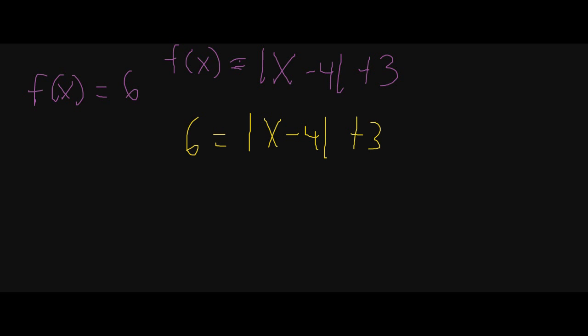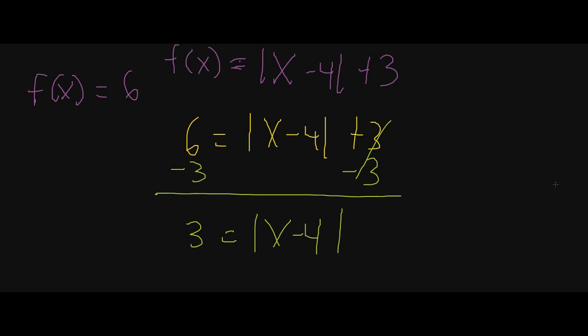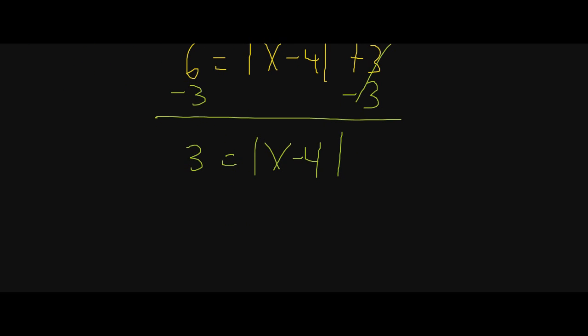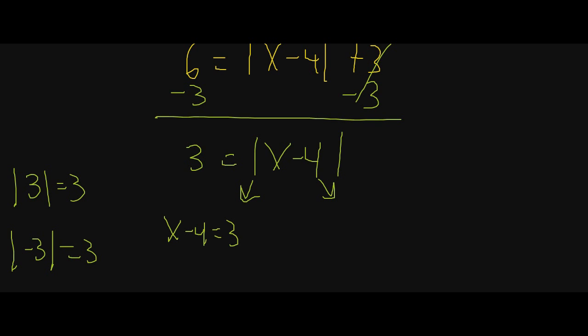All right, I'm going to subtract 3 from both sides. Okay, we're going to get 3 is equal to the absolute value of x minus 4. All right, so I'm going to go ahead and scroll this down a little bit. Now, once I'm at this point here, well, we know that the absolute value of 3 is 3 and the absolute value of negative 3 is 3. So we want to split this up into two equations. So we're going to get x minus 4 is equal to 3, and we're going to get x minus 4 is equal to negative 3.